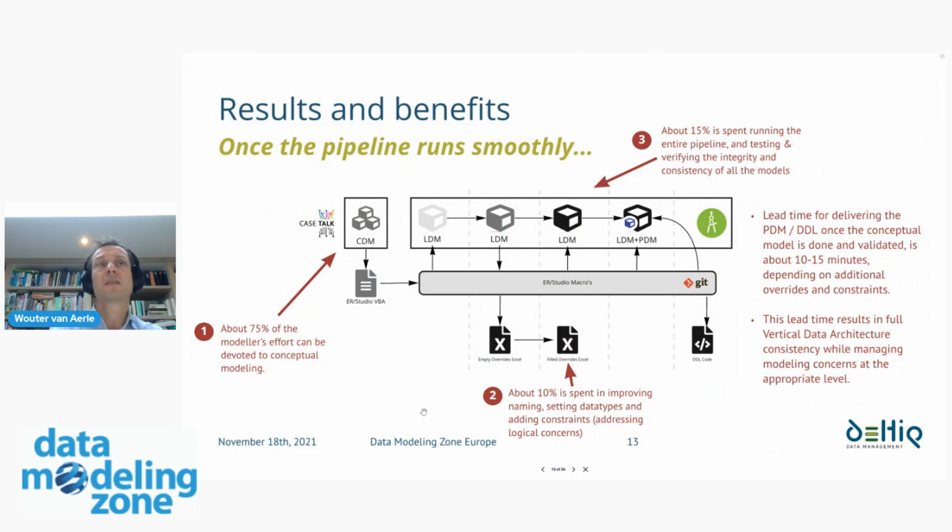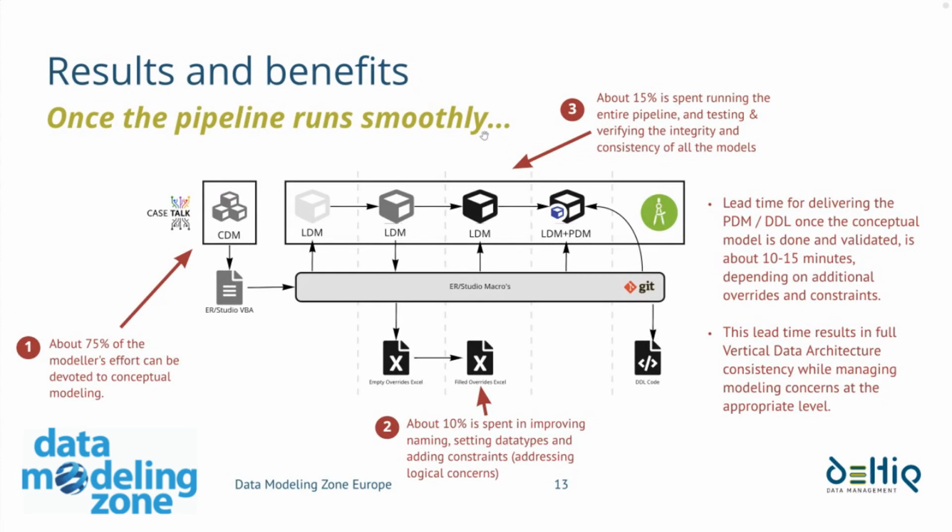So just to highlight some of the results and the benefits we've experienced. This is under the condition that the entire pipeline Roy just demonstrated runs smoothly, because along the way we experienced some challenges. I will elaborate on that in a moment. So, under the condition that this pipeline runs smoothly end to end, we experienced that about 75% of the modeler's effort can be devoted to the conceptual modeling.